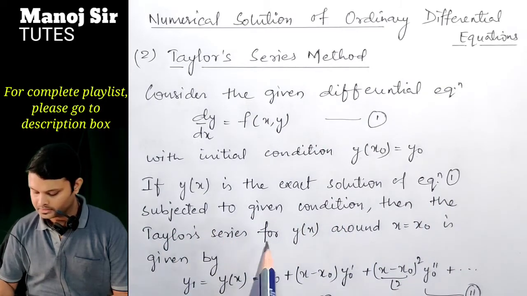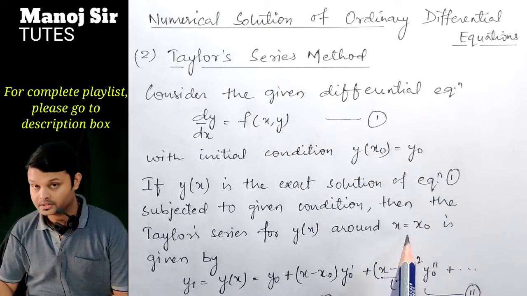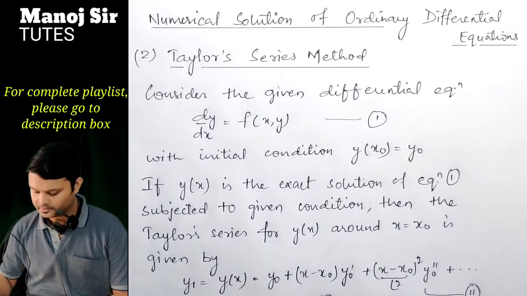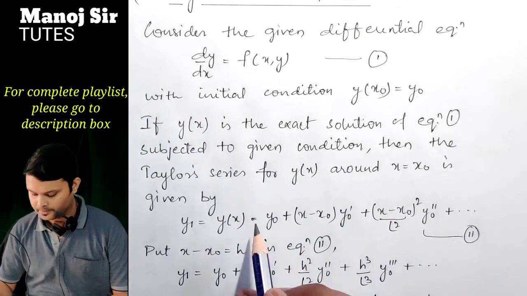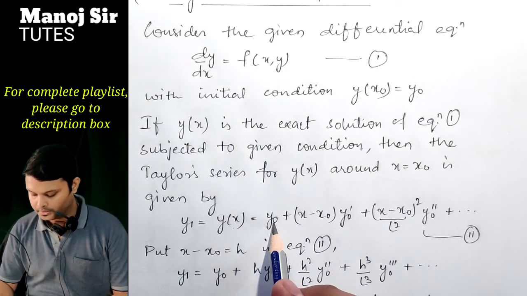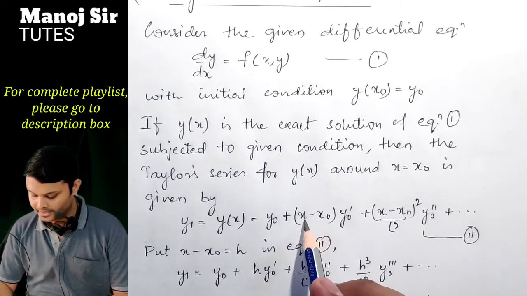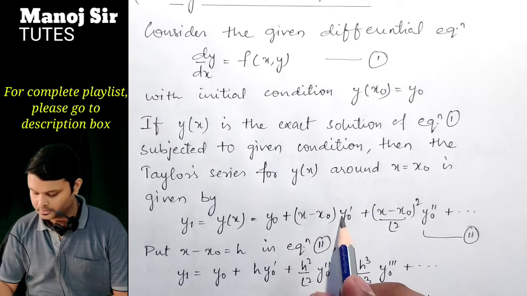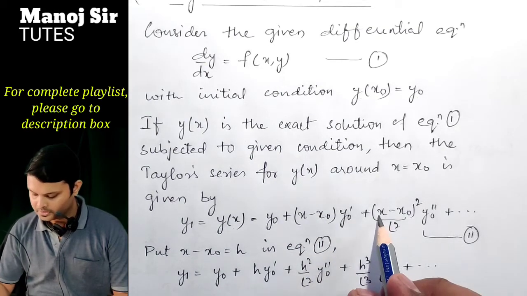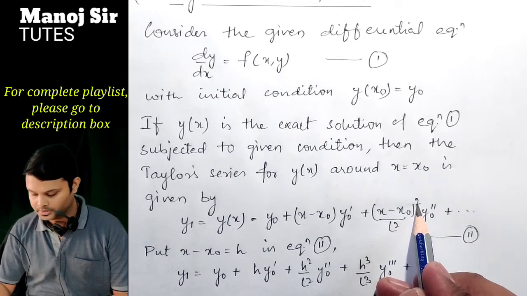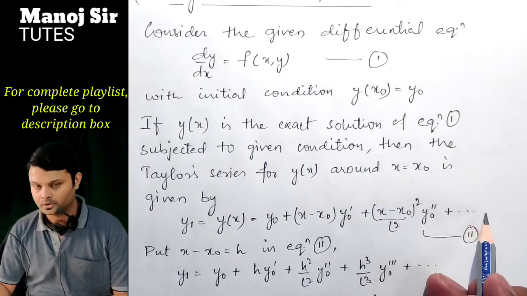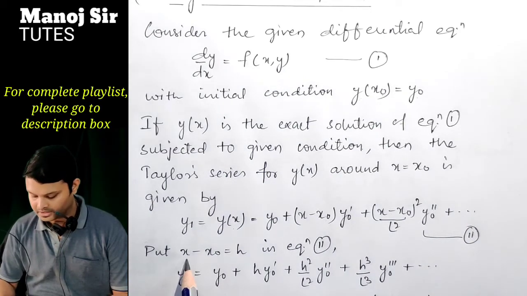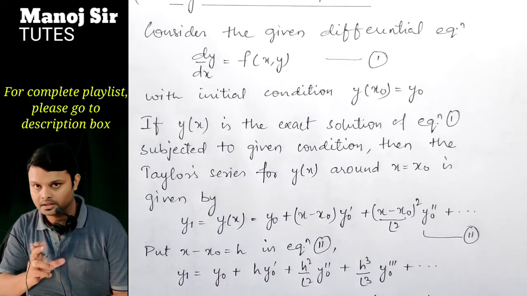Then the Taylor series for y of x around x equals x naught, that is the initial condition, is given by y of x equals y naught plus (x minus x naught) into y naught dash plus (x minus x naught) whole square upon factorial 2 into y naught double dash plus dot dot dot. If you put x minus x naught equals h, what is h? h is the interval size.